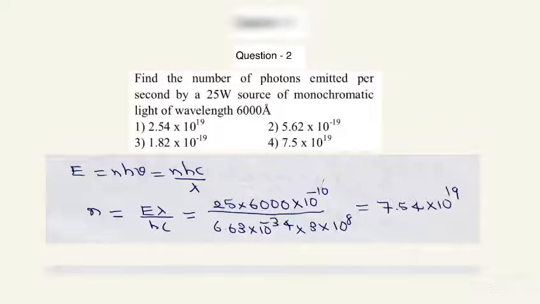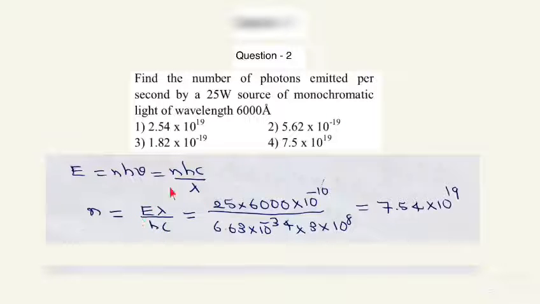In the second question, the concept is related to Planck's theory. They have given a 25 watt bulb, which means 25 joules per second, and the light wavelength is given as 6000 angstroms, that is lambda. We have to find the number of photons emitted. E = nhν = nhc/λ. We have to find the number of photons, so n = Eλ/hc.